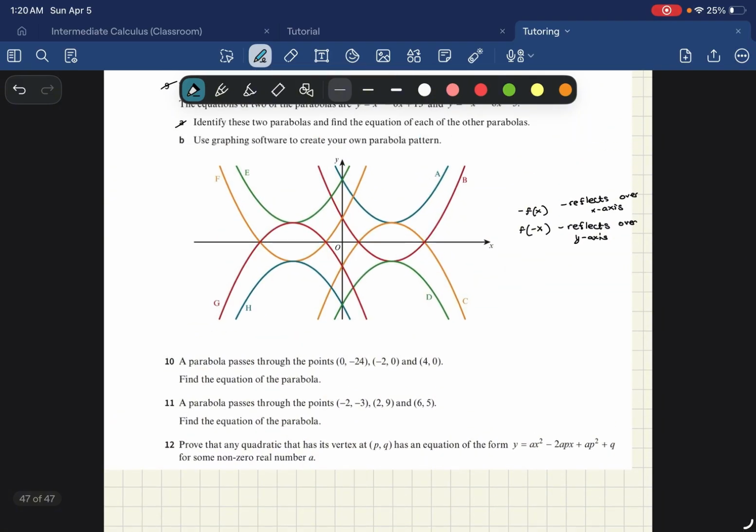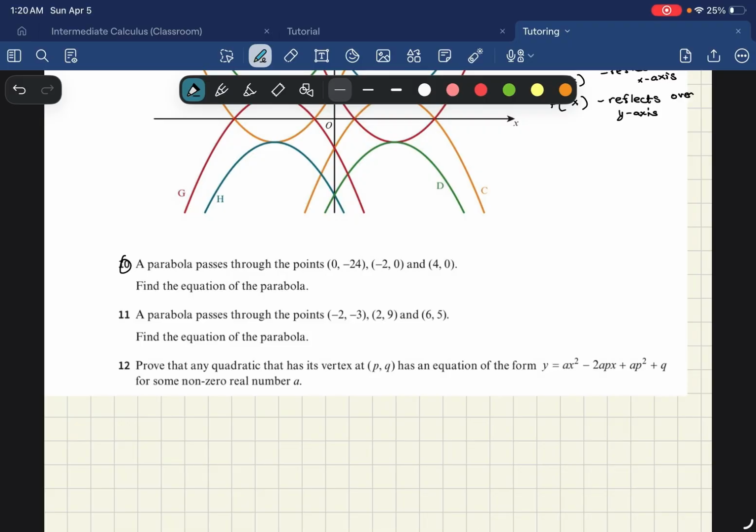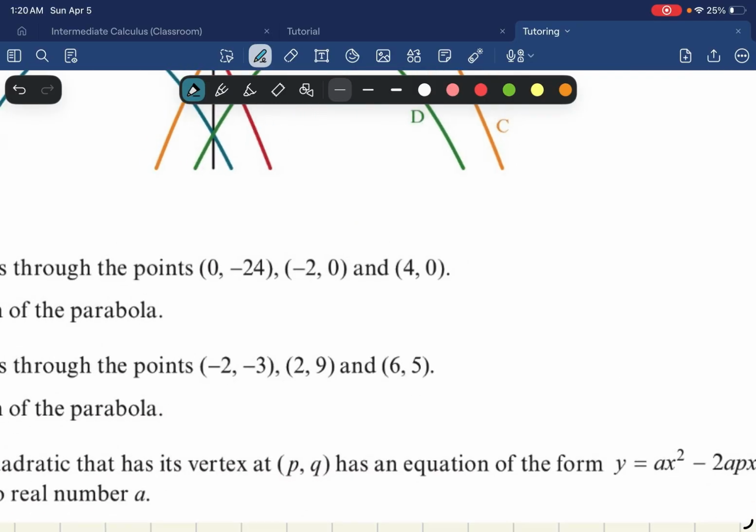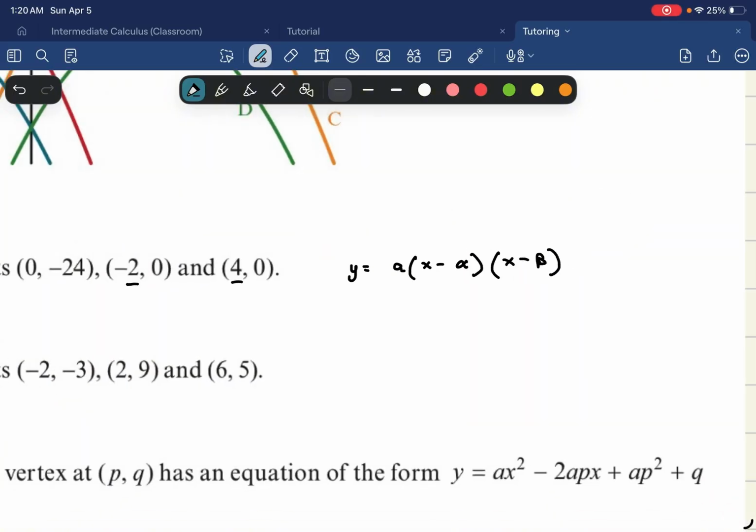All right. So question 10. A parabola passes through these 3 points. Find the equation of the parabola. Well, I am given the two roots, right? So let me show you another way to write the equation of a parabola. Let me say my parabola is y is equal to a, x minus alpha, x minus beta. This is one more way to write the equation. We looked at the vertex form, we looked at the standard form. This is the factorized form.